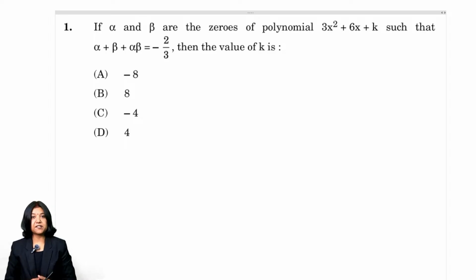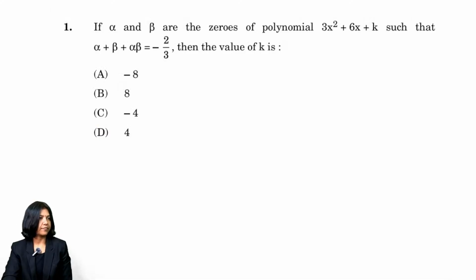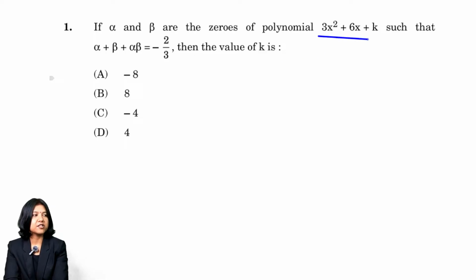You can verify these questions are from 2025. So the first question we have is from polynomials. I know one of you told me to go through polynomials and luckily the first question itself is from polynomials. So let's get started. The question has given you the polynomial, and they have mentioned that alpha and beta are the zeros.